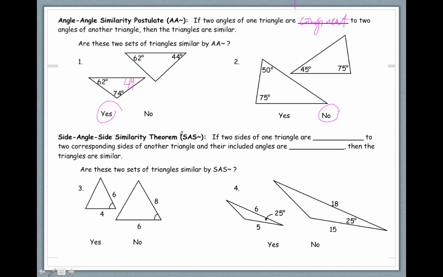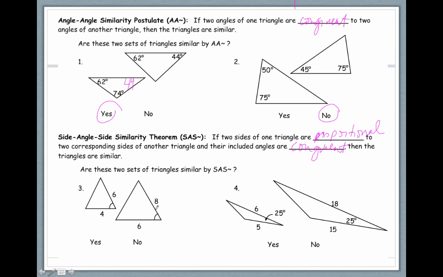Side angle side similarity is good enough. So if two sides of one triangle are proportional and the included angles are congruent, then the triangles are similar. So if you have two sides which are proportional and the included angle is equal, then you get SAS.